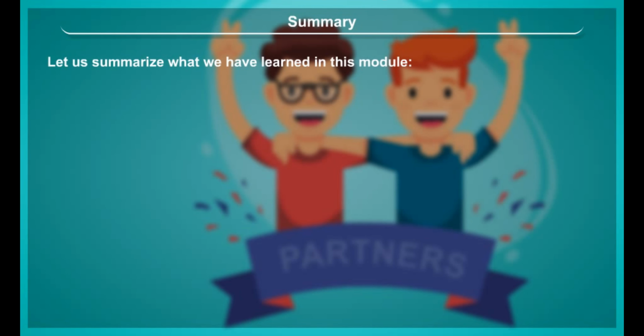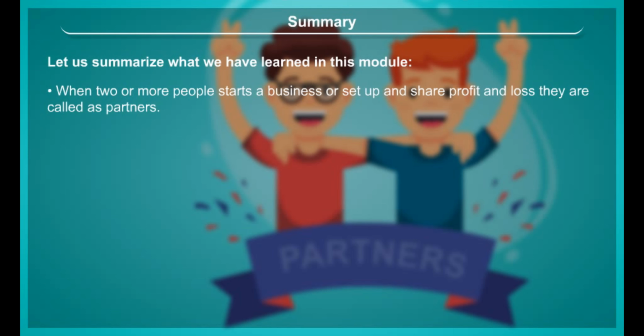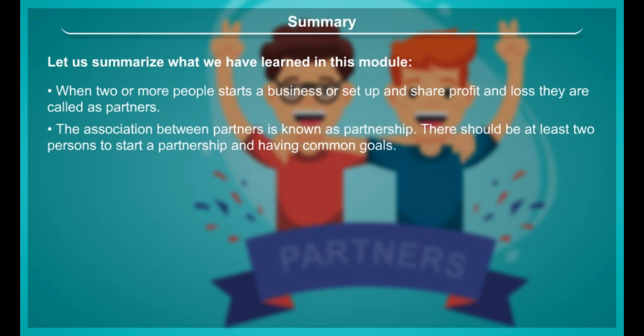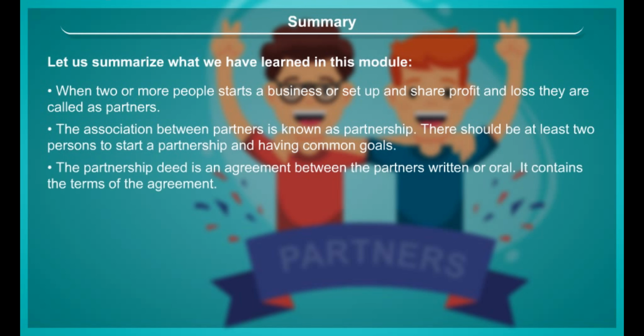Summary. Let us summarize what we have learnt in this module. When two or more people start a business or set up and share profit and loss, they are called partners. The association between partners is known as partnership. There should be at least two persons to start a partnership and having common goals. The partnership deed is an agreement between the partners, written or oral. It contains the terms of the agreement.